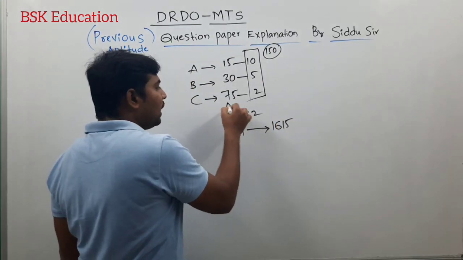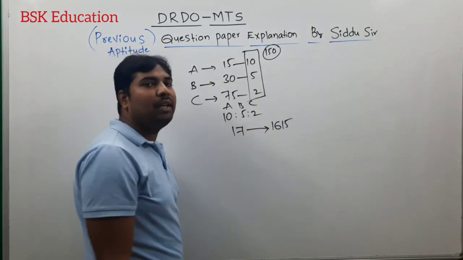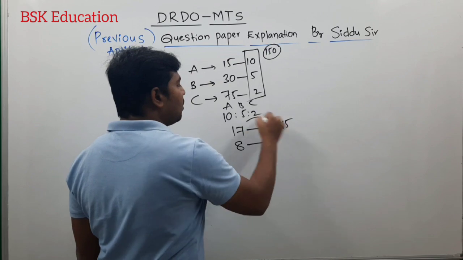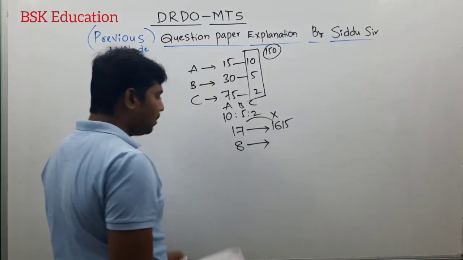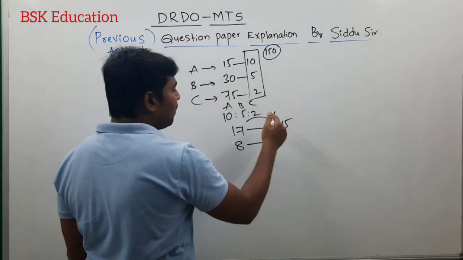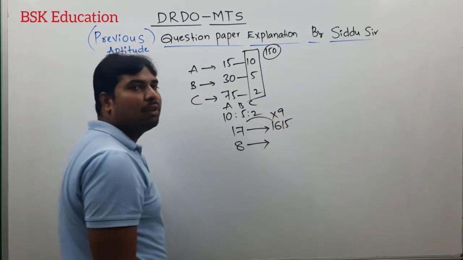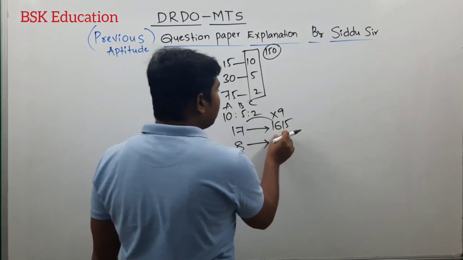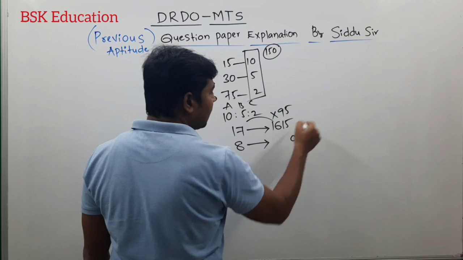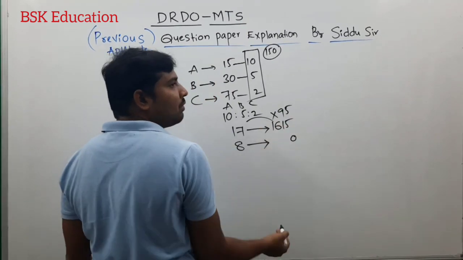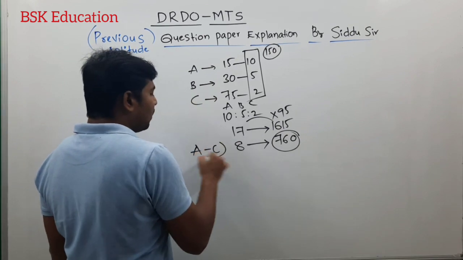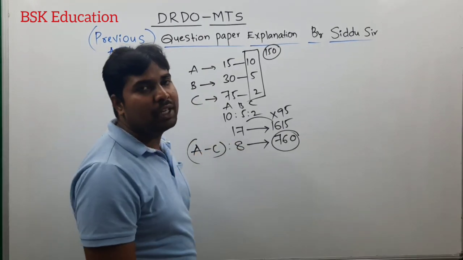What about A, B, C? What is the difference between A and C? 10 minus 2 is nothing but 8 parts. So 17 into 8... simple. 17 into 9 is 153. So 8 into 95, 8 into 5 is 40, 8 into 9 is 72. 760 rupees. This is the difference between A and C.